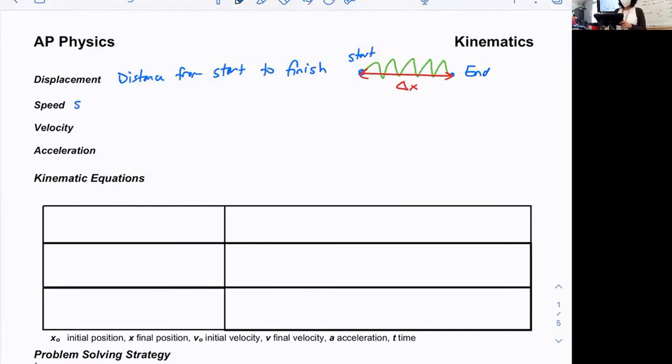Speed is a scalar quantity. What does that mean? Scalar. Doesn't have a direction. And it's a measure of how fast.